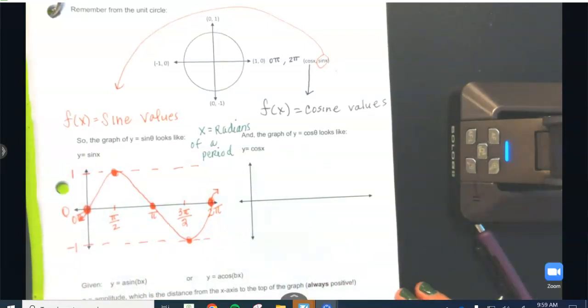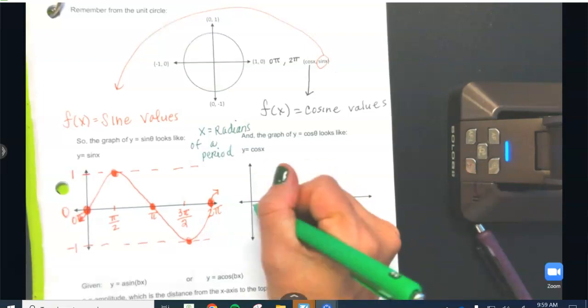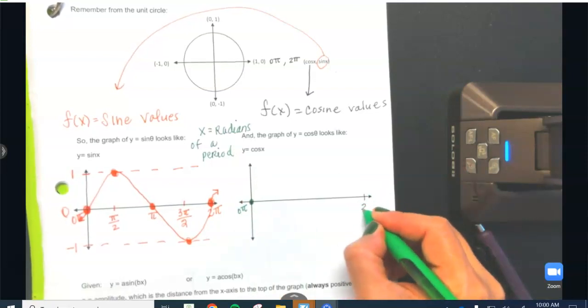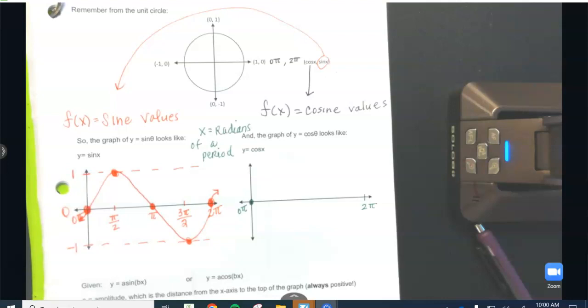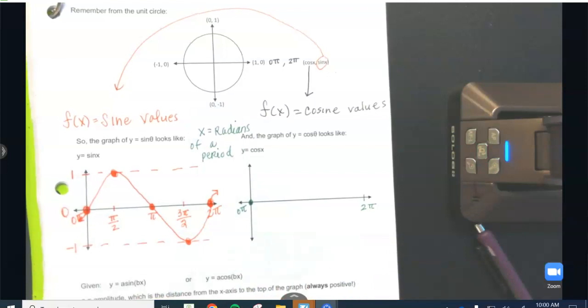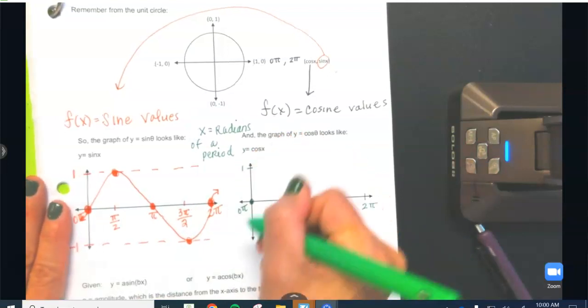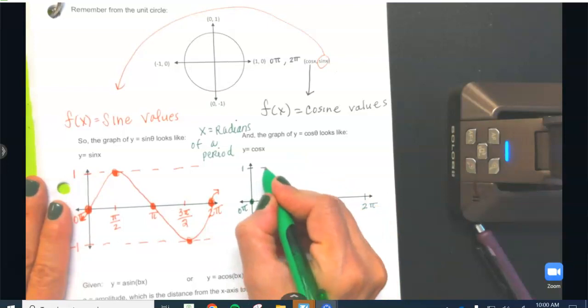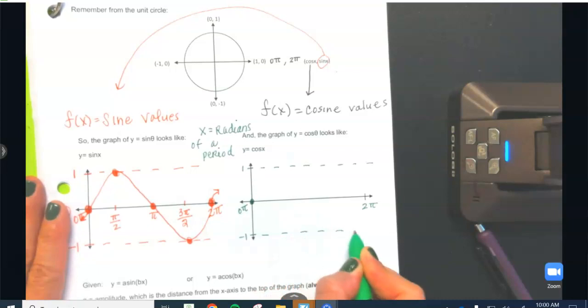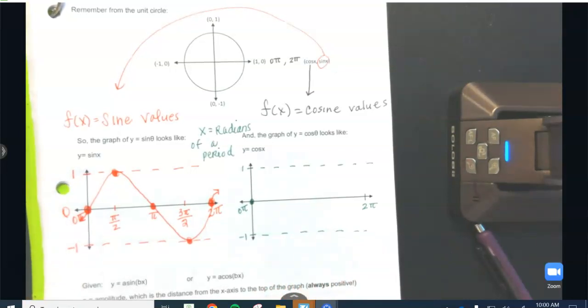Let's do cosine. All right, so kind of a lot of similarities. I mean, we do start at 0 pi. We do stop at 2 pi. The highest value is 1 and the lowest value is -1, so still kind of the same thing. You do. I don't draw anything on here that's not required.